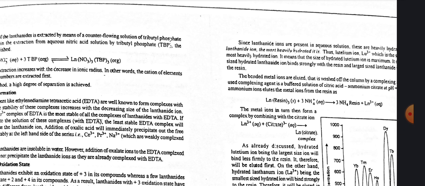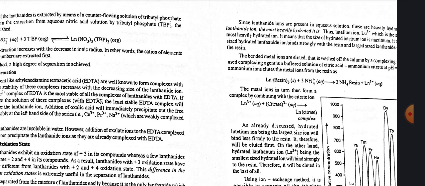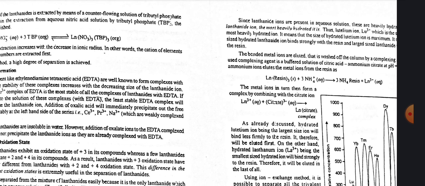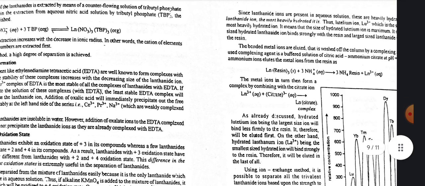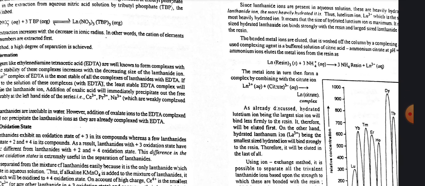Since lanthanide ions are present in aqueous solution, these are heavily hydrated lanthanide ions. The most heavily hydrated is lutetium, which means the size of hydrated lutetium is maximum. The largest hydrated lanthanide binds strongly with the resin, and all the smaller hydrated lanthanides bind less strongly to the resin.